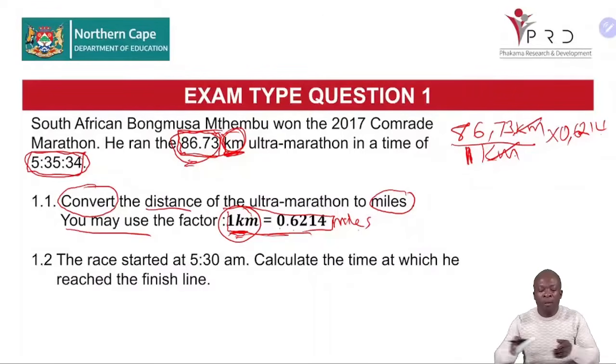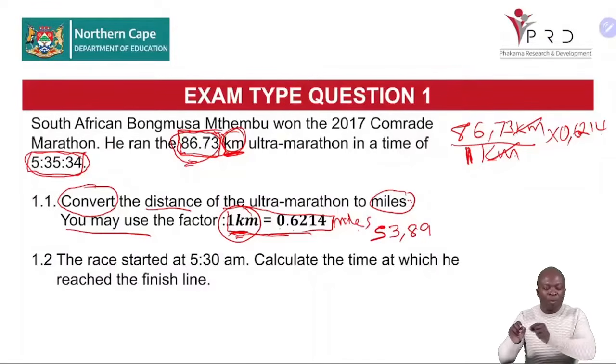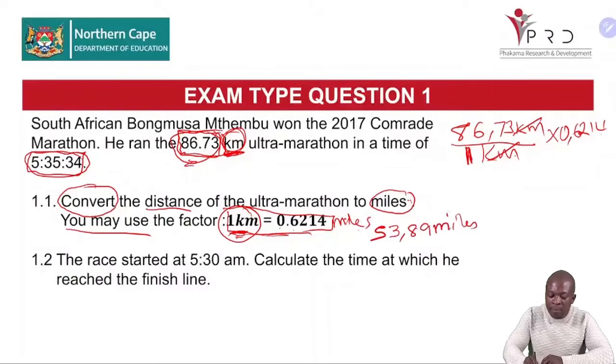Then you press your values on the calculator. So you'll be having 86.73. You divide it by 1, and then you multiply by 0.6214, and then you write your answer, which is 53.89. From there, you write the unit. Remember, they said convert from kilometers to miles. So you write your unit as miles. You are done. Let's look at the next one.